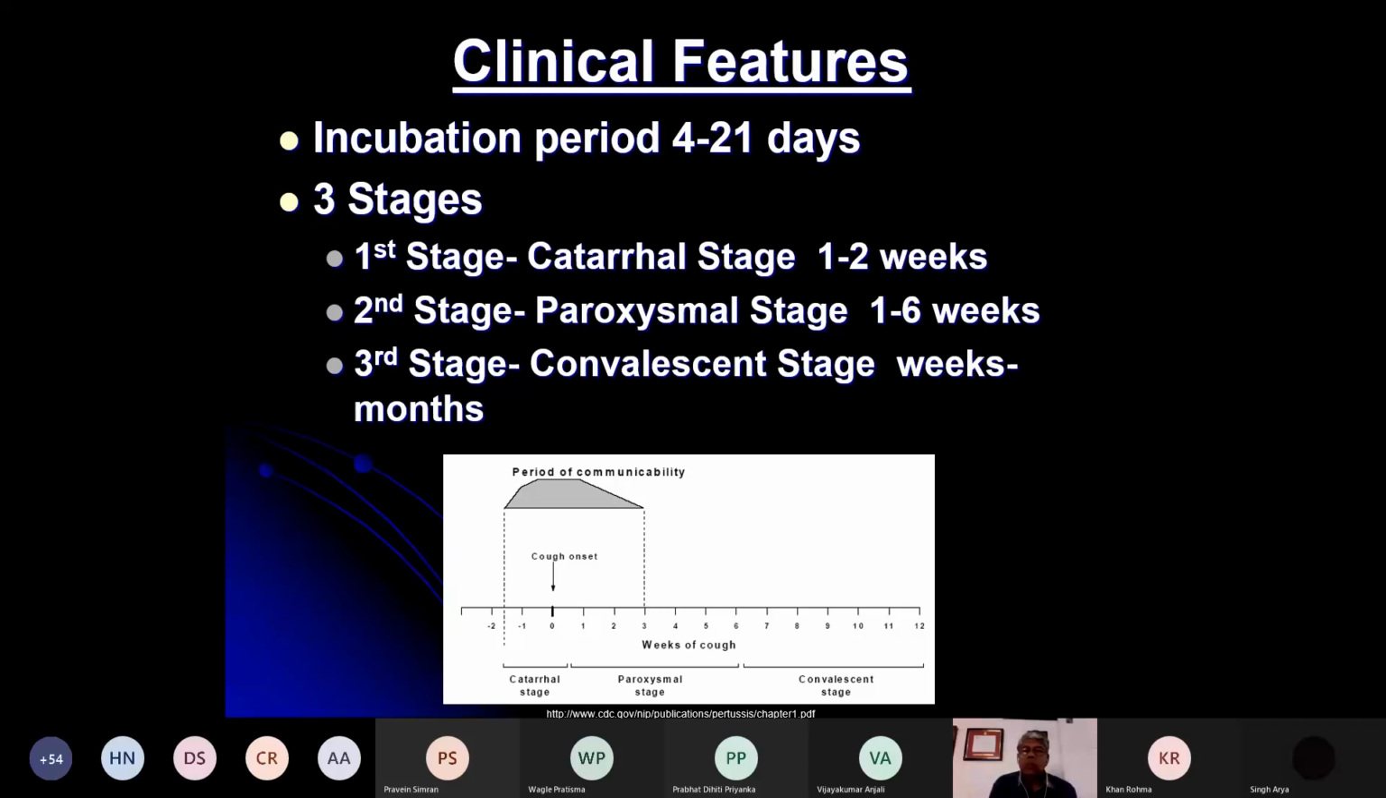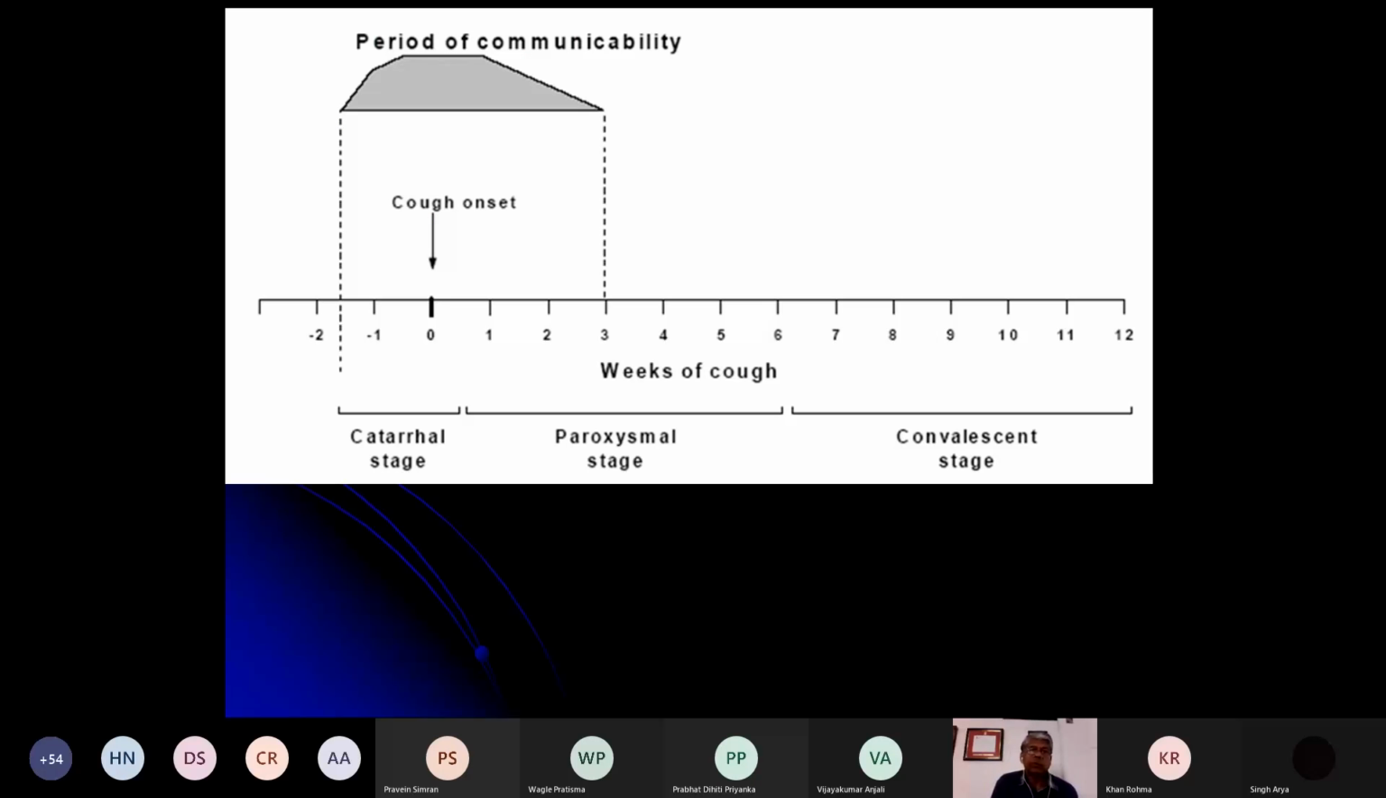It will exhaust him, it will deplete his nutrition, and that's what leads to secondary infection as well as deaths. And then even the recovery takes months. So during this recovery phase also, the child is not able to develop, grow, and does not attain his developmental levels or developmental milestones and remains behind in everything. So here is a small diagrammatic representation. Small catarrhal stage, long paroxysmal stage, and very long convalescent stage. Let's have it over here.